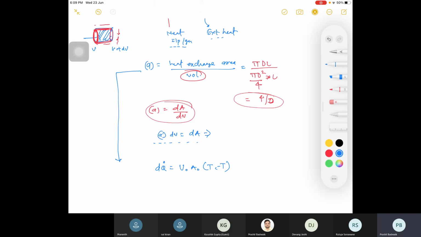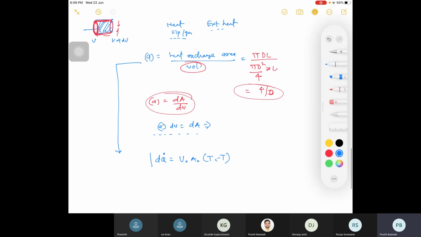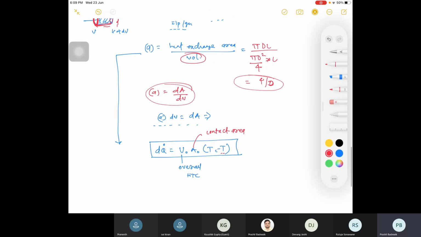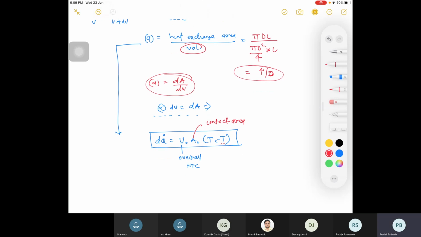If there is need of heating, then it is Th, right? So based on which your sign will be there. So your overall heat transfer coefficient U naught, this is your contact area, and this is your coolant or heating media temperature, and this is your inlet temperature, or inside reactor temperature. यहाँ तक आ गए थे.